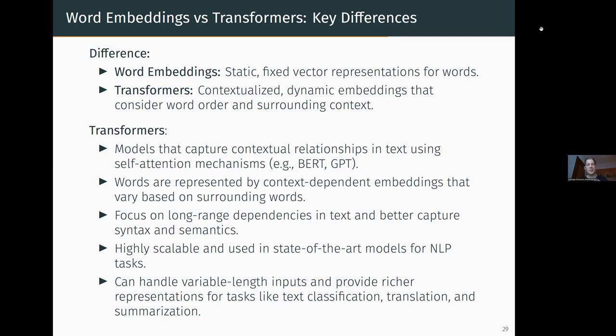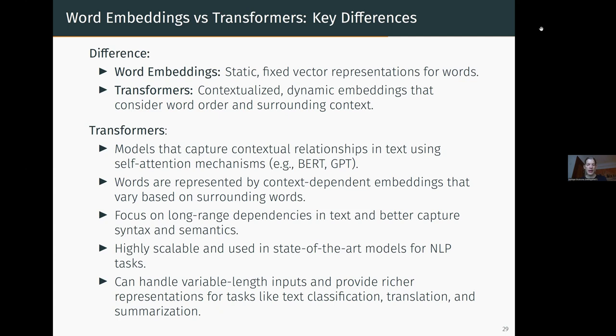So transformers are models that capture contextual relationships in text using self-attention mechanisms. And you might have heard some of them. BERT is one of them, but GPT as well. ChatGPT is built basically on loads and loads of transformers bunched together. BERT is a very good one. Words are represented by context-dependent embeddings that vary based on surrounding words. So a word basically has a representation, and how it's represented depends on the context.